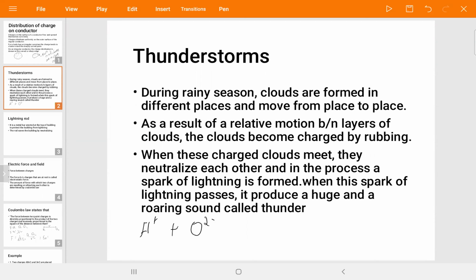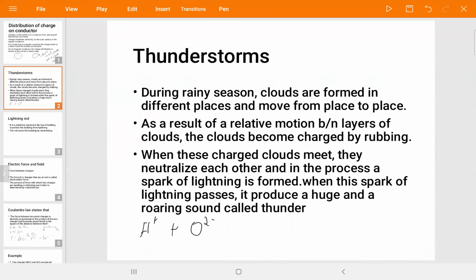Then there will be a charge separation. In one place there will be more positive charge, and in the other place more negative charge. Then the layers become negative and positive. And since the negative and positive layers of a cloud may meet somewhere, when they meet there will be a neutralization or discharging process.